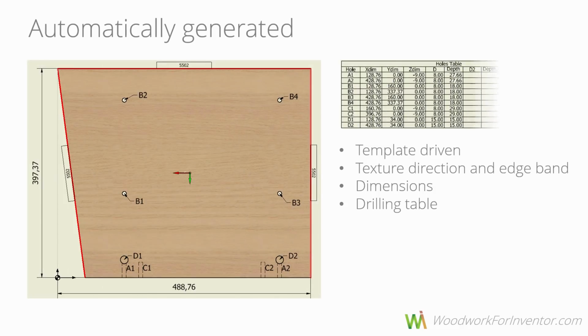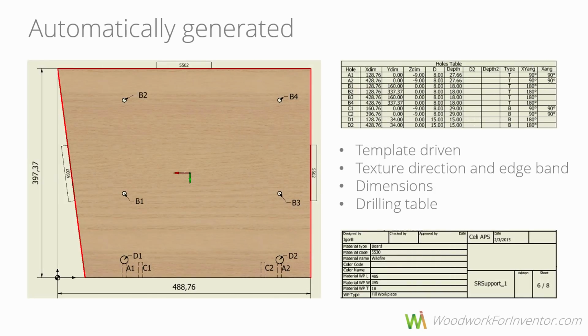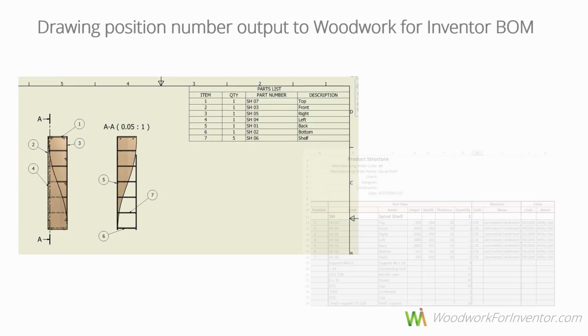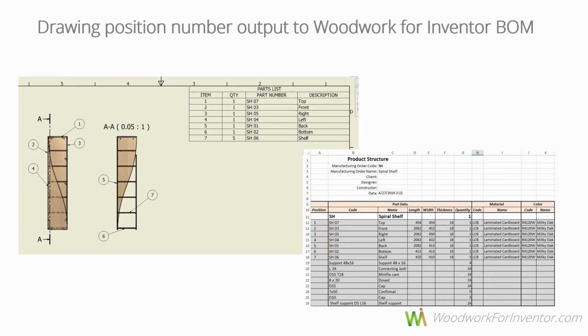What do we have here? Those drawings are automatically generated, which means again that you don't need to waste time placing items on the drawing. They again are template driven. The information we have on the drawing includes grain direction, dimensioning, and the drilling table. If you did your CNC, you will get the base point of the CNC on the drawing. And drawing positioning is basically the same as you get in your BOM.